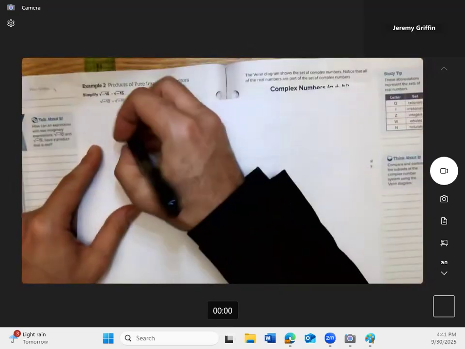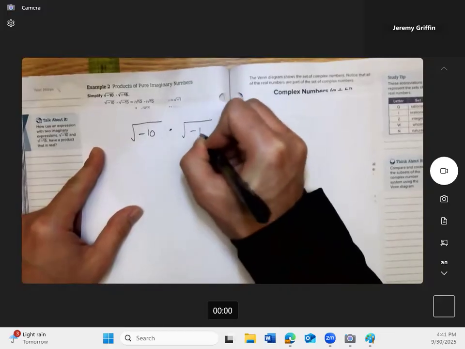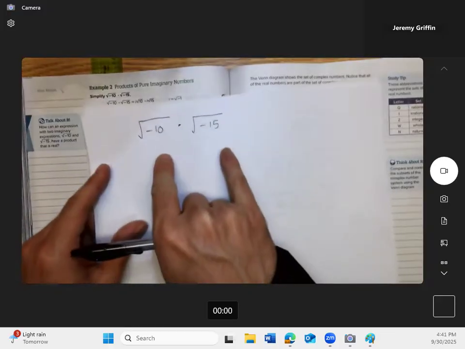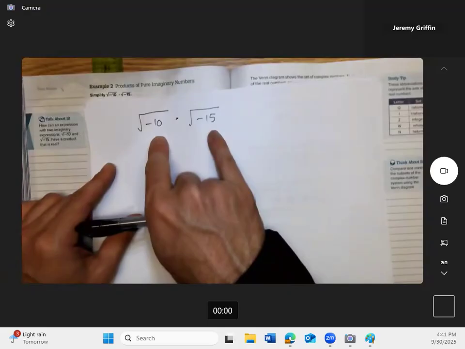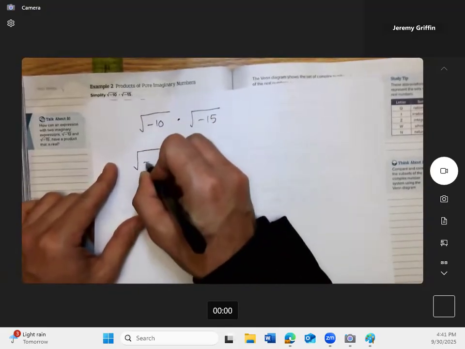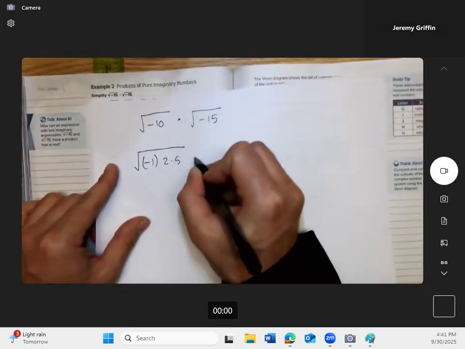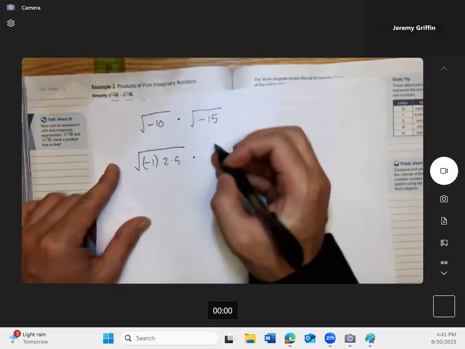Example 2, products of pure imaginary numbers. We've got the square root of -10 times the square root of -15. Well, similar idea. I know that I can break these down into primes. So square root and negative, I'll pull that out. 10 is the same thing as 2 times 5. And that might be useful because I could combine it with some primes from this one.